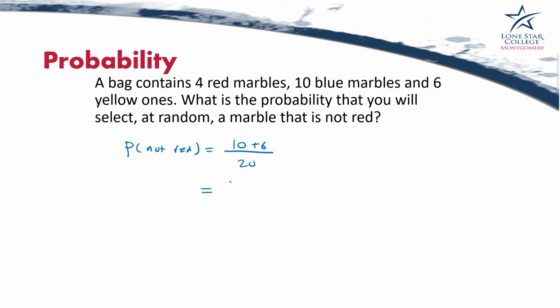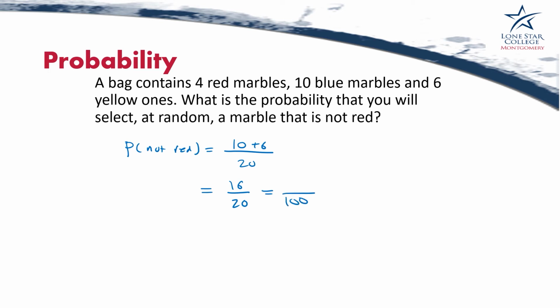So 16 over 20. Now, normally you would try to reduce your fraction, but if you go back to the question, the answer choices are all decimals. So we have to somehow convert this into a decimal. Let's say we didn't have a calculator. The best way to convert into decimals is to think about percentages. Every percentage is always out of 100. So let's turn this into a fraction that's over 100.